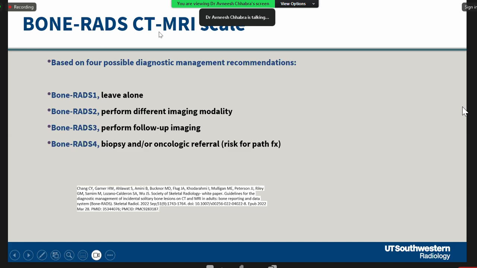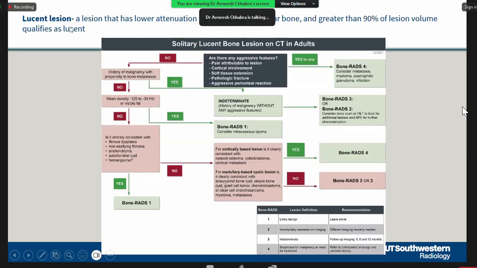And then the Bone-RADS CT MRI scale came out, which was a spin-off by Connie Chang. So again, they use the same system. And they divide the lesions into lucent lesion or sclerotic lesion. So this was again arbitrary, but they said a lesion which has lower attenuation than the bone and greater than 90% of the lesion is lucent, they called it lucent. And then there are a bunch of these charts out there, but they ultimately end in this Bone-RADS 1 through 4.